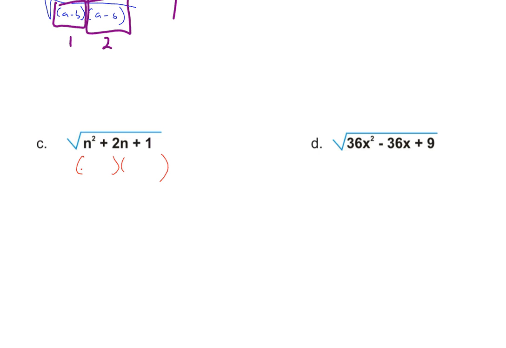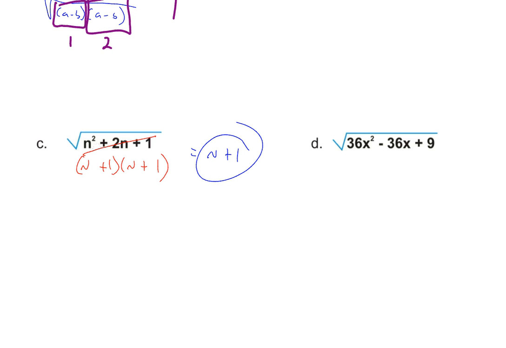The fronts have to multiply to n squared. How about n and n? Now, I got a positive 1. I can only use 1 and 1. Do my outers and inners give me a 2n in the middle? Oh, they do. That's the correct factorization of that trinomial. What is the square root of n plus 1 times n plus 1? N plus 1.